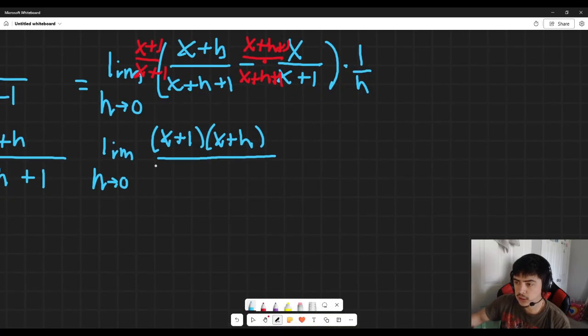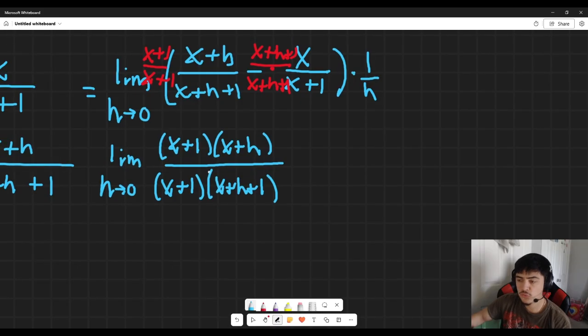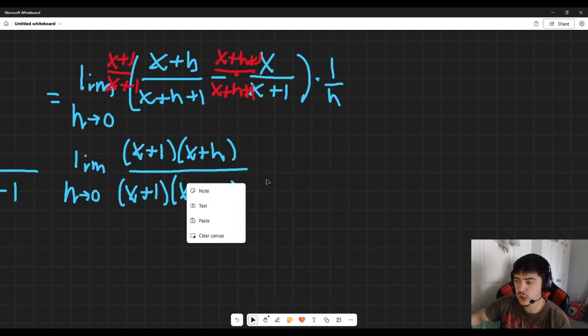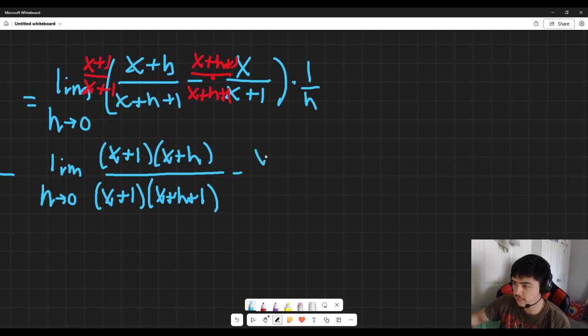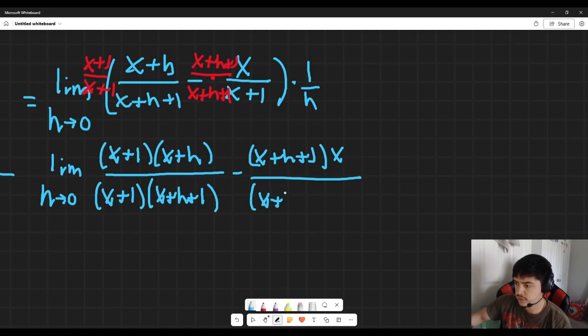Now this bottom part is x plus 1 times our original denominator, x plus h plus 1. We'll FOIL this stuff in a moment, but let's just go ahead and get our common denominators all settled. So over here on the top we have x plus h plus 1 times x. We'll FOIL that in a moment. And in the bottom we have x plus h plus 1 times x plus 1.